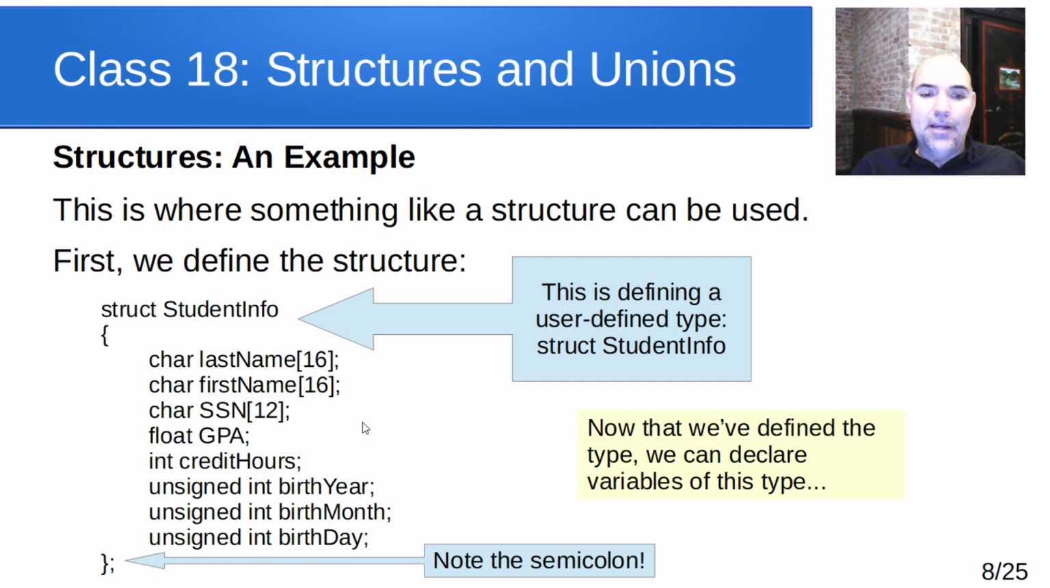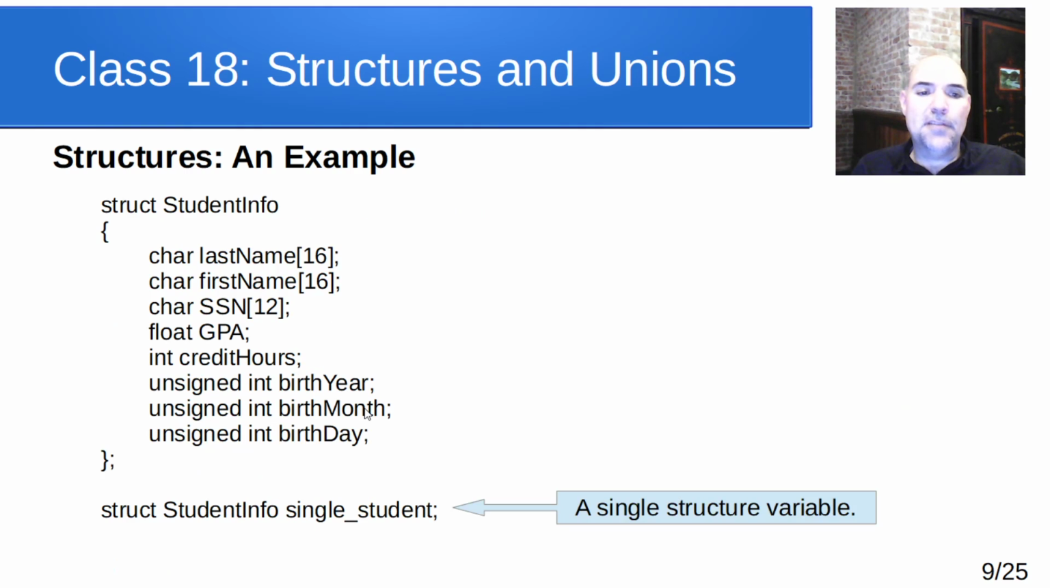Now, moving on. Once we've defined that structure, we can declare variables of that type. We can make as many variables as we want from that, just like you can make as many instances as you want from some class. So think about this as we've defined a new type, and now we can use that type to create variables. Let's look at how we would do that.